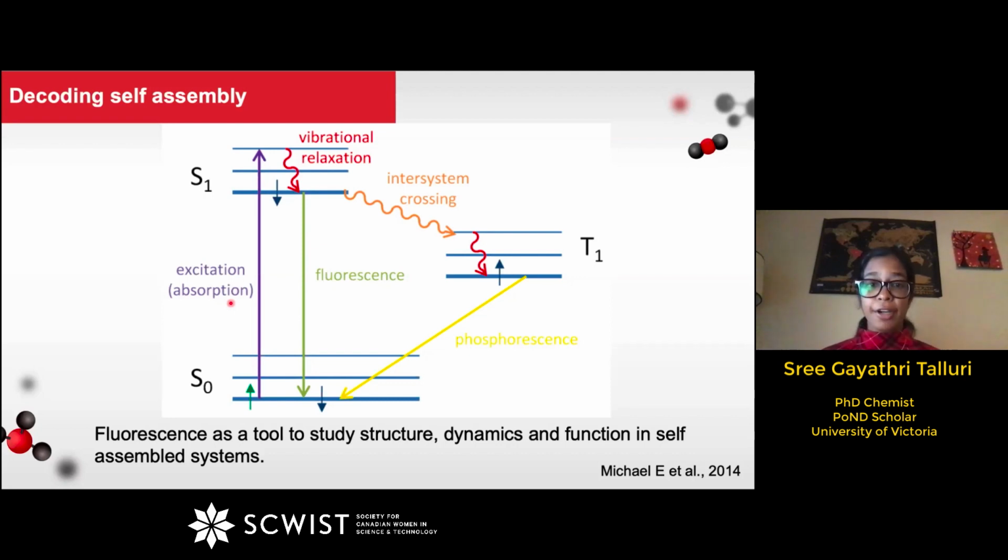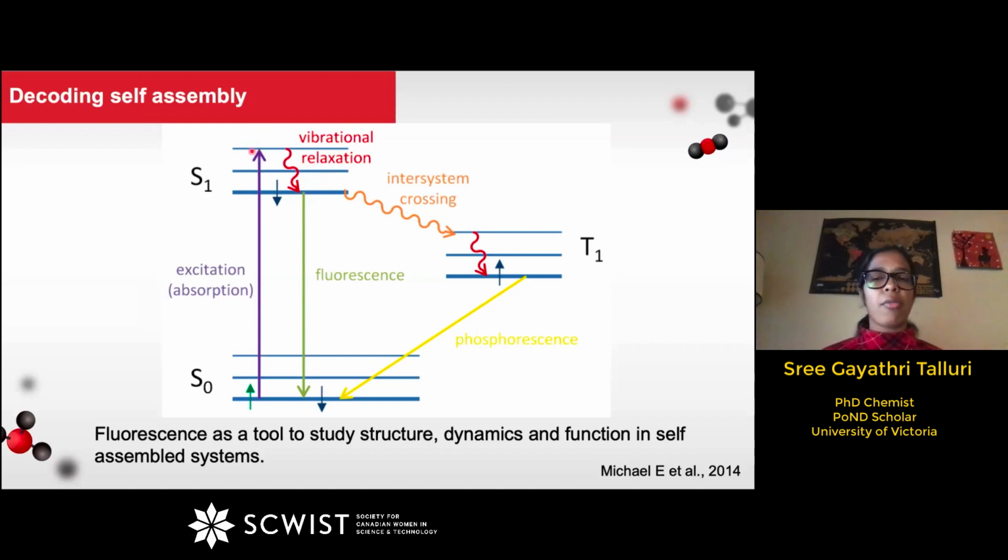In my research, I use light as a tool to understand structure, dynamics, and function in self-assembled systems. The figure here is known as the Jablonski diagram, and I'm going to quickly take you through what happens when a molecule absorbs light. When a molecule absorbs light, it goes from the ground state, which is S0 indicated in the figure, to a higher energy level, which is S1. The molecule spends some time in S1.